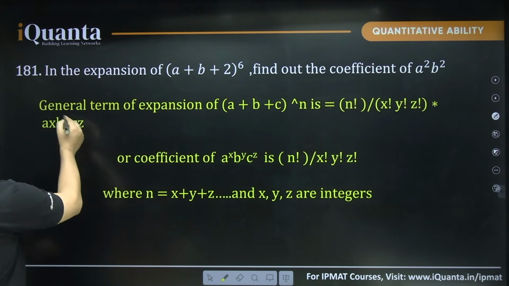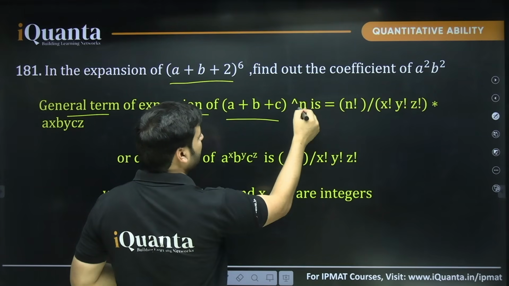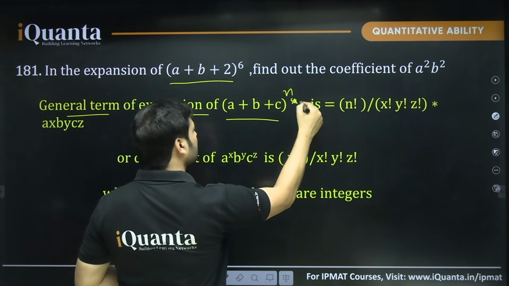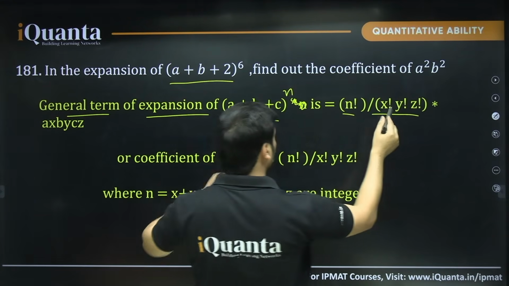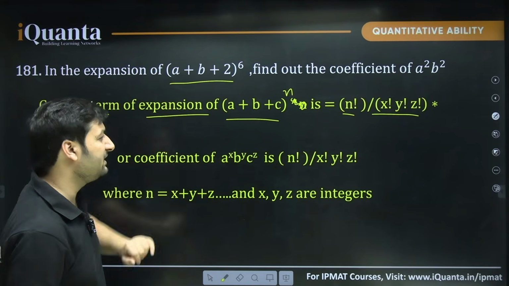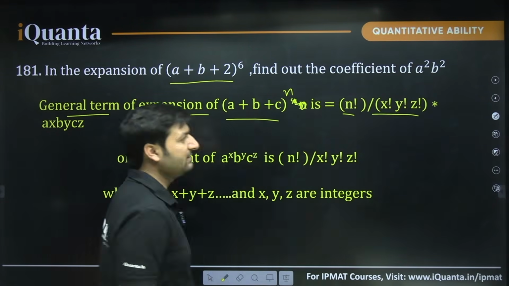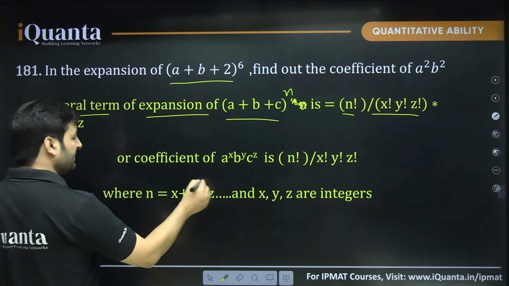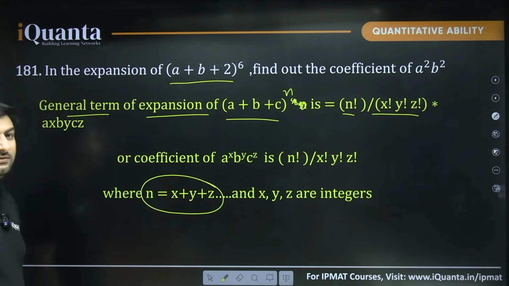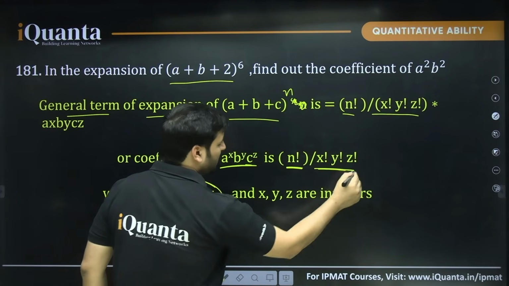What is the general term of the expansion of (a + b + c)^n, that means 3 terms being added, to the power n? It is n factorial upon x factorial, y factorial, z factorial. What are x, y, z? They are basically the powers of the variables a, b and c. And always remember, the sum of x, y, z, the powers that you give to these variables, should be equal to n. N is the total power, and the coefficient is always n factorial upon x factorial, y factorial, z factorial.